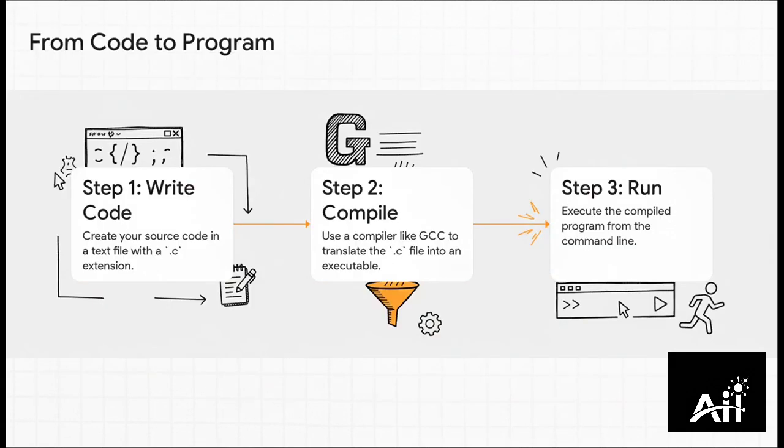So the whole workflow is actually a really simple three-step recipe. Step 1, you write your code in a text editor and save it. Step 2, you hand that file over to a compiler. A really common one is called GCC. And step 3, the compiler spits out a brand new file, an executable program, and you run it. Write, compile, run. That's the cycle.